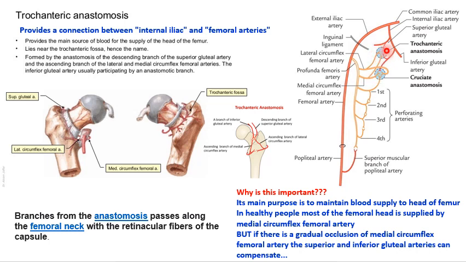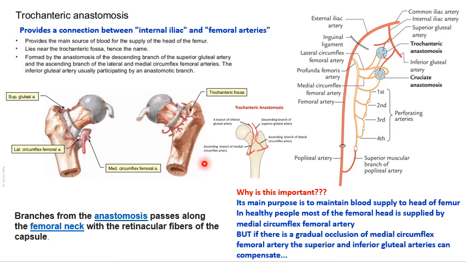Now this trochanteric anastomosis is formed by the ascending branches of both lateral and medial circumflex femoral arteries, a descending branch from the superior gluteal and a branch from the inferior gluteal artery. So these branches from the anastomosis pass along the neck of the femur as reticular fibers along with the lenticular fibers of the capsule to supply the head and neck of the femur.